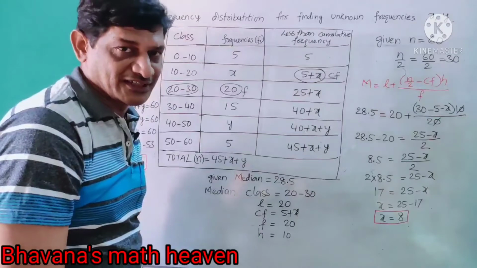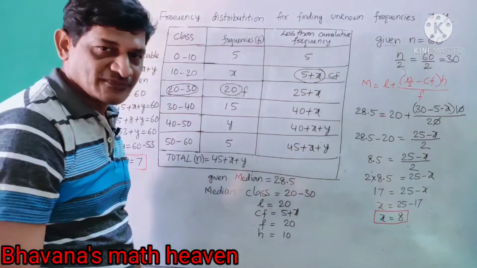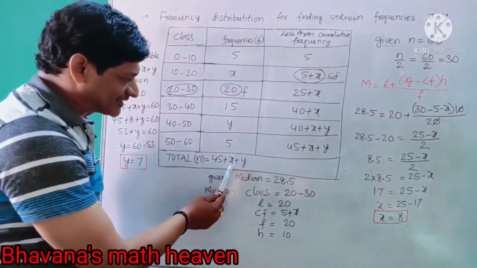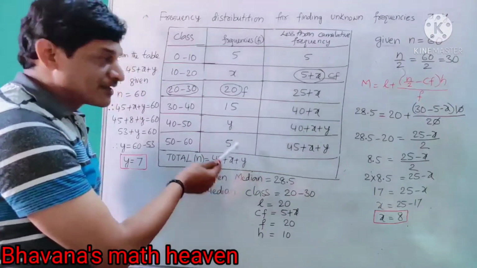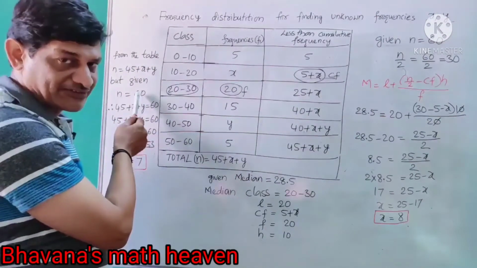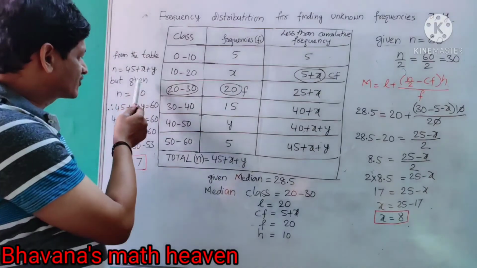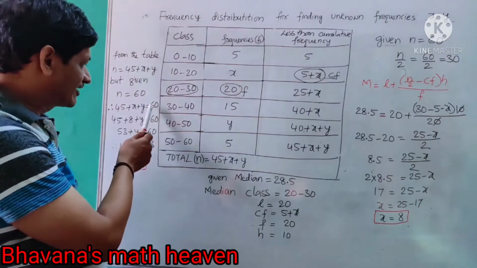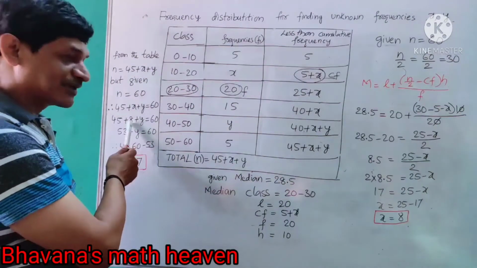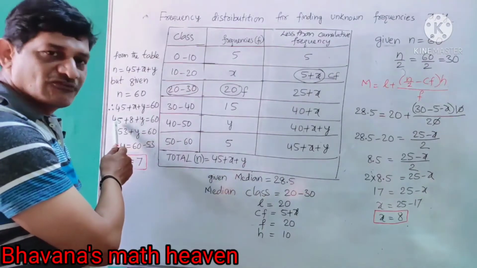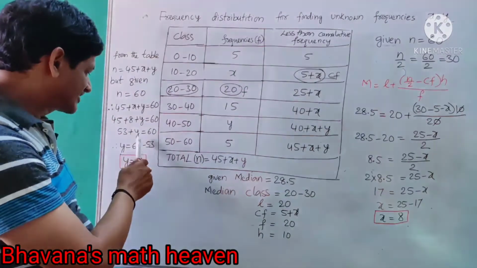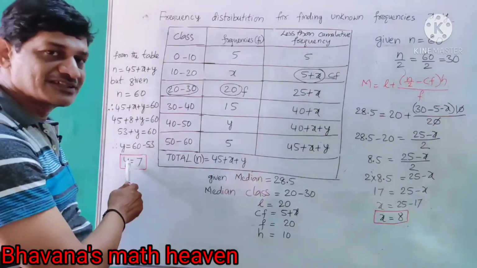Now we have to find the other unknown, y value. For this, take n value from the table, that is 45 plus x plus y. But given n value is 60, isn't it? Total number of observations, n value is given as 60. So equate these two values: 45 plus x plus y equals 60. Substitute x value so obtained, that is 8. 45 plus 8 plus y equals 60. 45 plus 8 is 53. So transpose plus 53 to that side, it becomes 60 minus 53. So y value is 7.